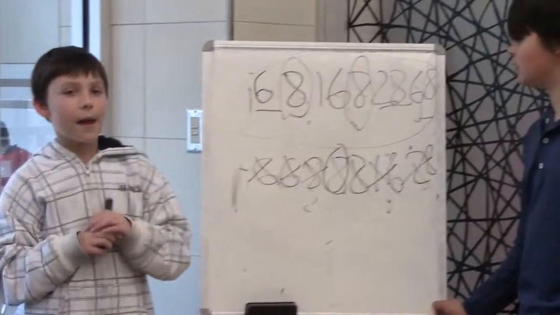What if there are 2 middle numbers? Then you add them together and divide by 2.